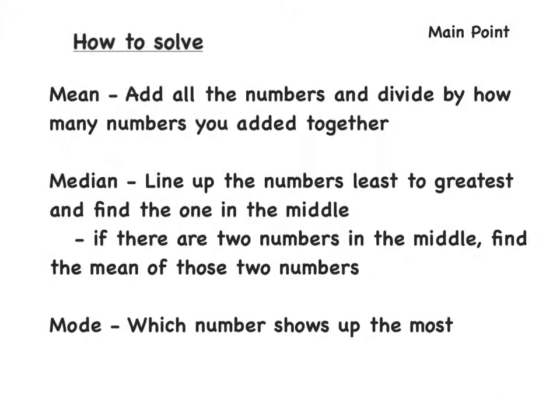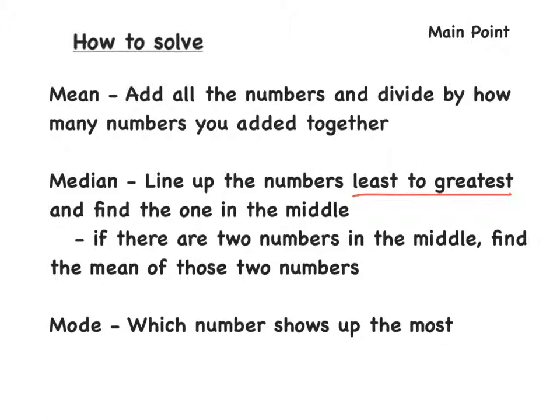So how do you find these measures of central tendency? So, the mean, add all the numbers together and divide by how many numbers you added together. The median, it's when you line up the numbers from least to greatest, very important, and then you basically just find the one in the middle.